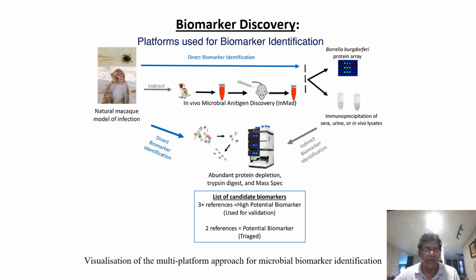Okay, for example, Borrelia. From the monkey to the microbial antibody discovery, the particular Borrelia has been isolated in the protein assay, and then immunoprecipitation from either the species, from samples of urine or serum, has been done. Then we take it to the mass spectrometry, and then we list out the biomarker candidates very specifically, through high potential biomarkers or potential biomarker references.